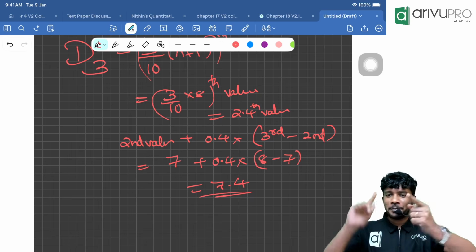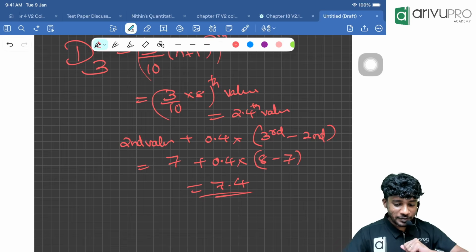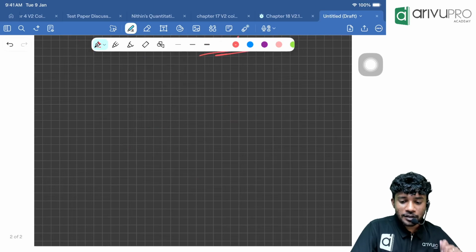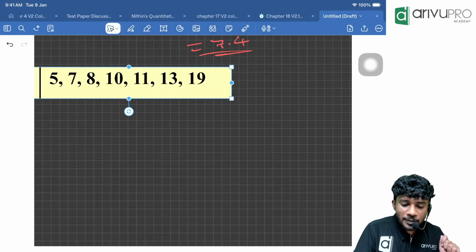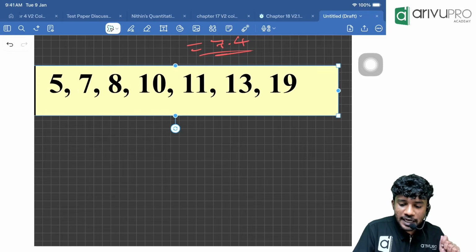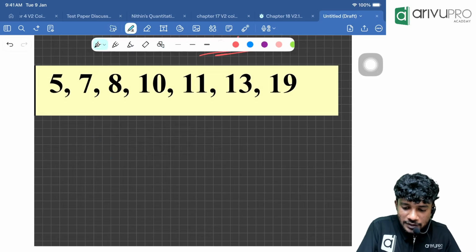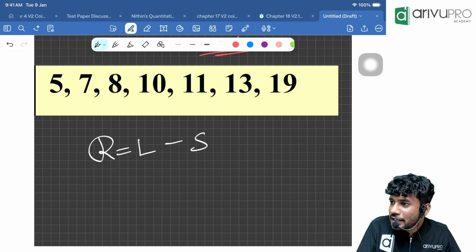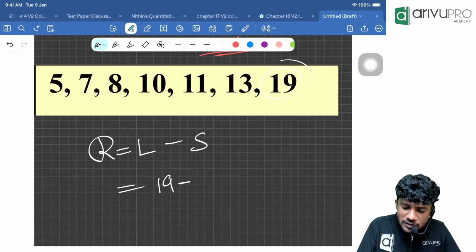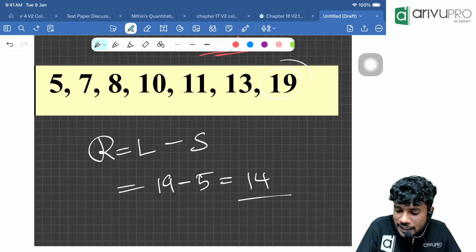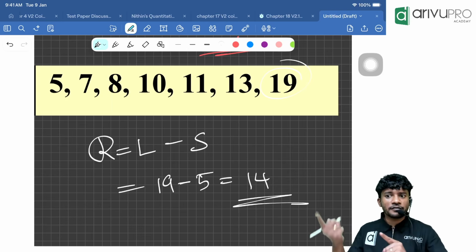Now, people, partition done, mode done, mean done. Using a single question, everything is done. Then I am going to take you to the next one. After measures of central tendency, what do we have, people? We have measures of dispersion. Can anyone get me the value of range? Range is nothing but largest minus smallest. Largest is how much over here? 19 minus smallest is how much? 5. So how much is the range value, people? 14.